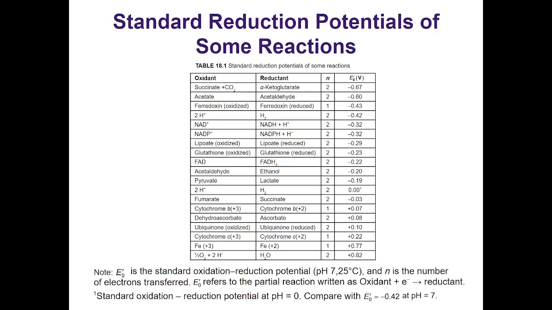So these right here are the standard reduction potentials of some of your different reactions that we've looked at. And again, these N's, does anybody remember your N? Okay. N is going to be the number of electrons that are transferred for each reaction. So for example, in this reaction here, ferredoxin is going to transfer 1 electron in that oxidation reduction. That's actually just like our example that we looked at before.